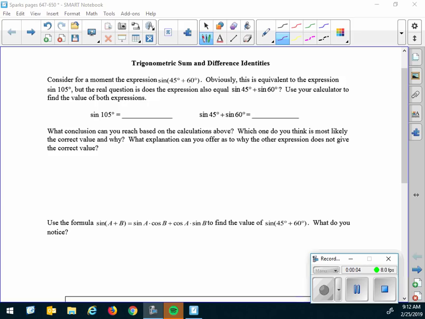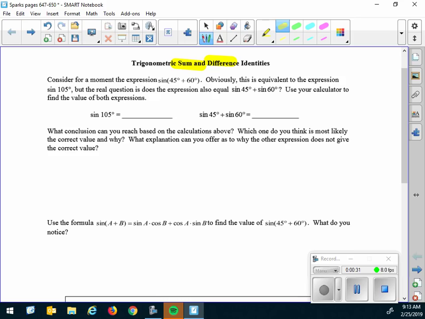Hello everybody. This is day 75 on your syllabus. Notice the title, Trigonometric Sum and Difference Identities. Remember, a sum is the answer to an addition problem. A difference is the answer to a subtraction problem. And then the word identities, and remember identities, you can plug in any angle you want, and it's always a true sentence.